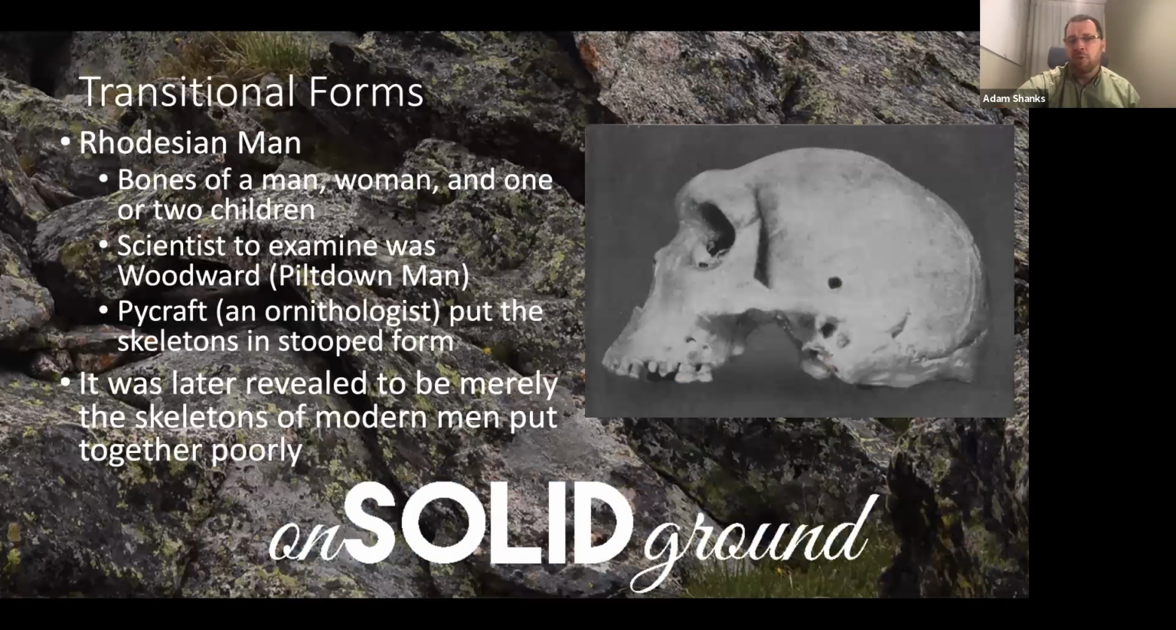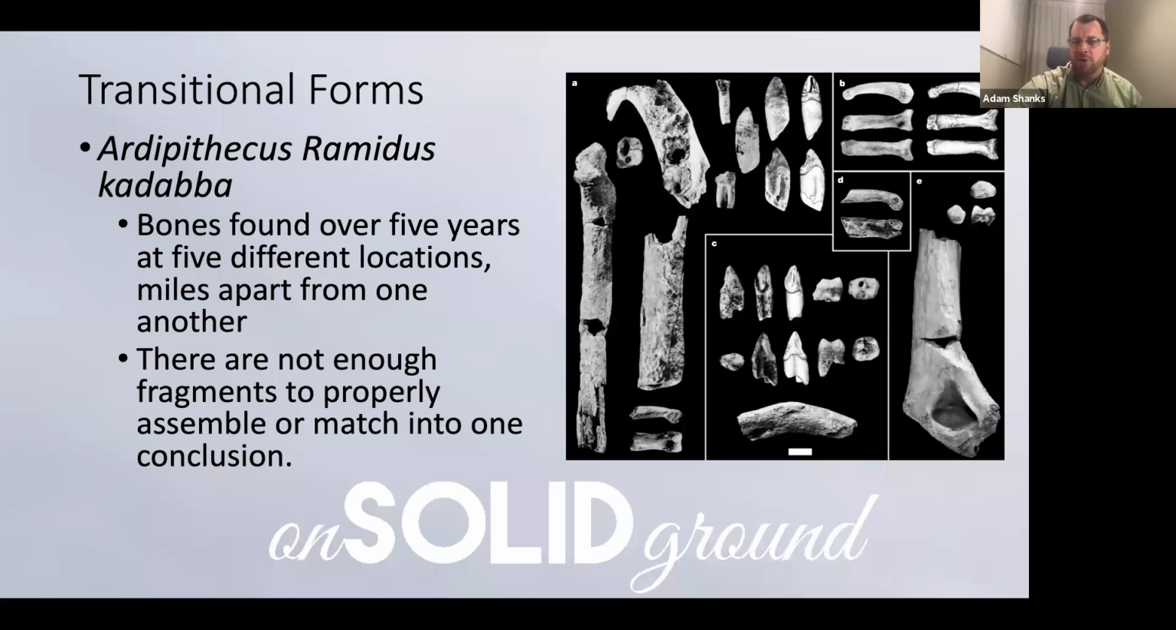Rhodesian man was the bones of a man, a woman, and two women. It was later found out to just be a man that was put together poorly by somebody who didn't specialize in human skeletons. He specialized in bird skeletons. So of course he's going to see joints differently than the way an anthropologist studying humans would.